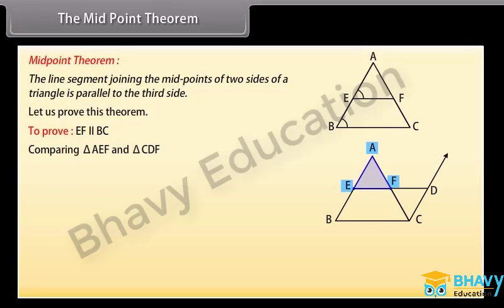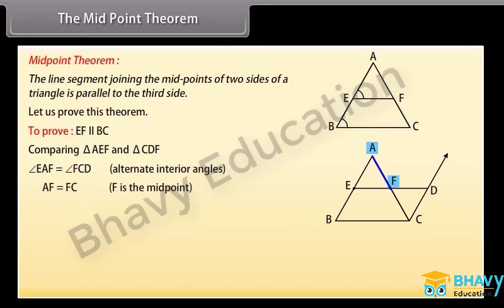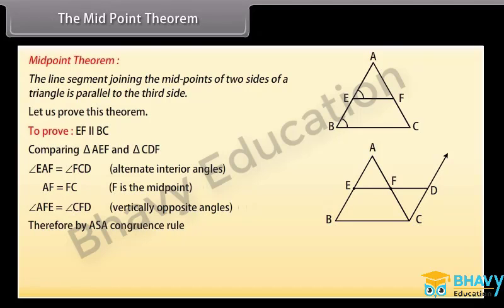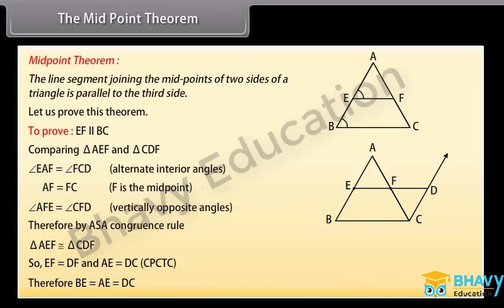Comparing triangle AEF and triangle CDF, angle EAF is equal to angle FCD because these are alternate interior angles. AF is equal to FC because F is the midpoint, and angle AFE is equal to angle CFD because these are vertically opposite angles. Therefore, by ASA Congruence Rule, triangle AEF is congruent to triangle CDF. So, EF is equal to DF and AE is equal to DC by CPCTC. Therefore, BE is equal to AE, which is equal to DC.